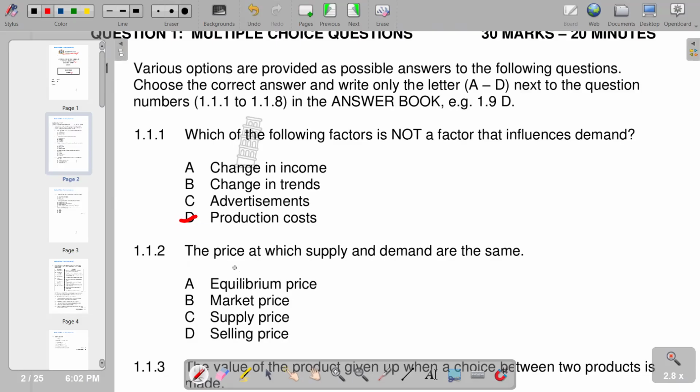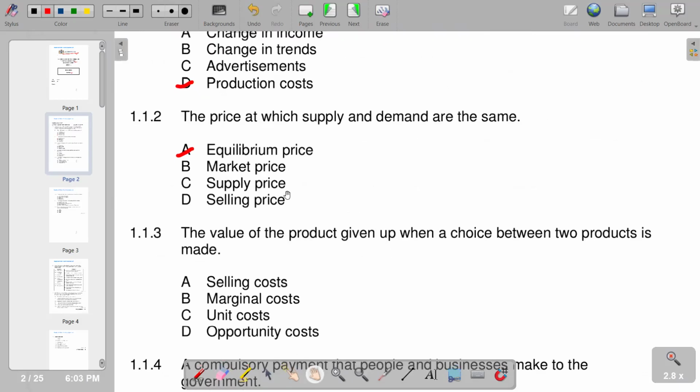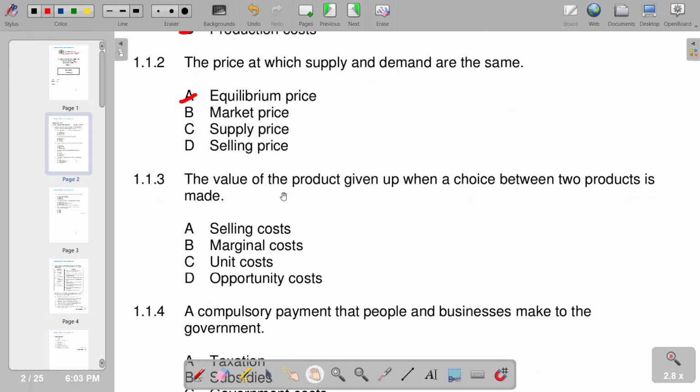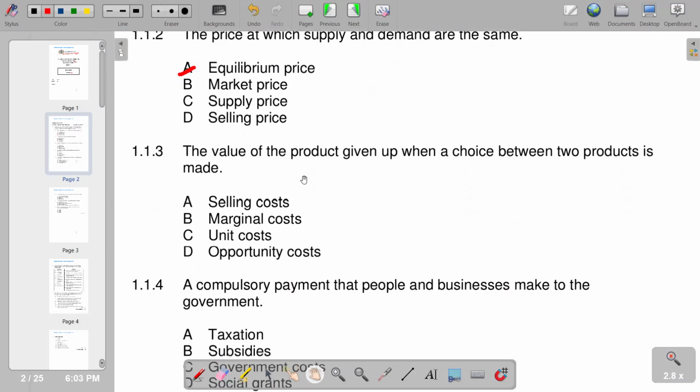Then on the second part, the price at which supply and demand are the same. We have an equilibrium price as the point where we've got supply equal to demand. That is the point of intersection of the supply curve and the demand curve. Then we have number 3, the value of the product given up when a choice between two products is made. So basically, this is the cost of the best alternative forgone, or the value of the best alternative forgone. So the alternative forgone is the one that is not chosen. So we have opportunity cost, D, is the correct response.